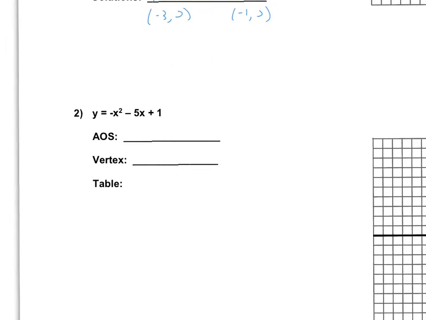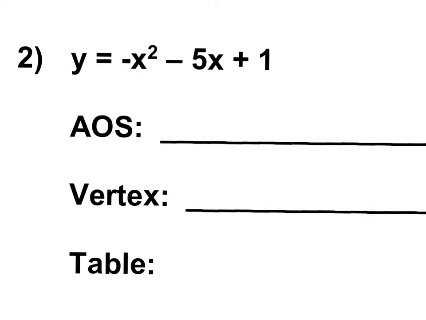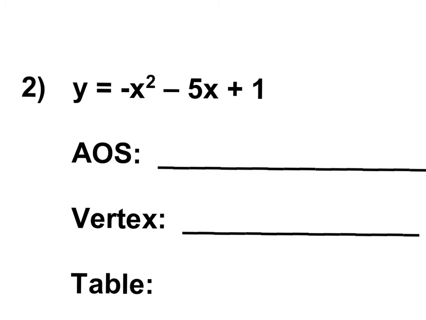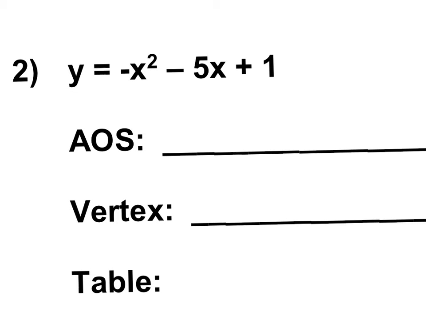Okay, number 2. This one's already set equal to 0, or it's a y equals. So I've got my axis of symmetry here. X equals negative 5, so I'm sorry, opposite of b would be positive 5 over 2 times negative 1. So I end up with an axis of symmetry of negative 2.5.